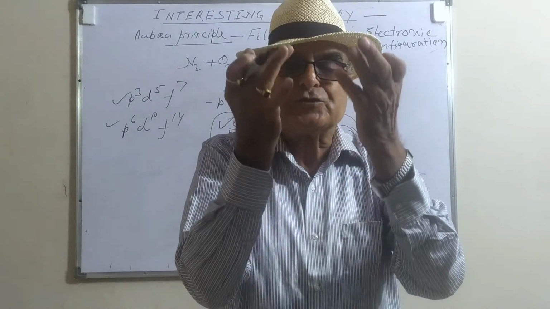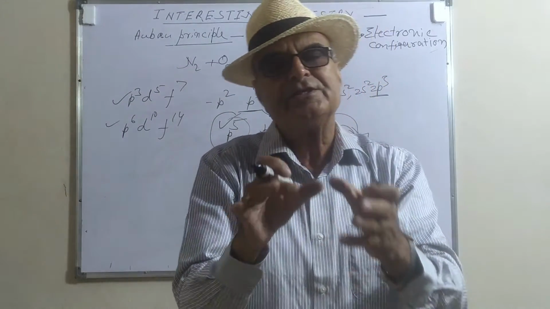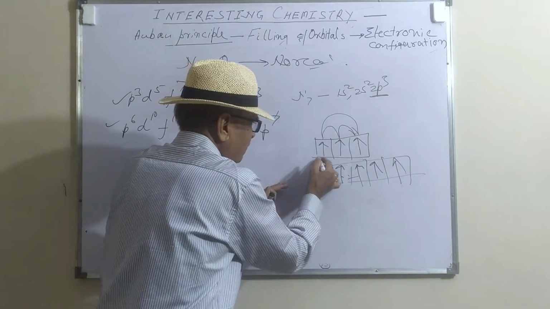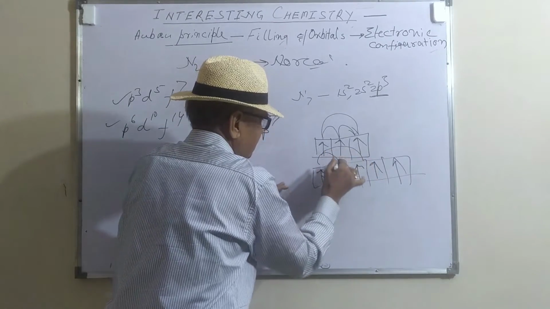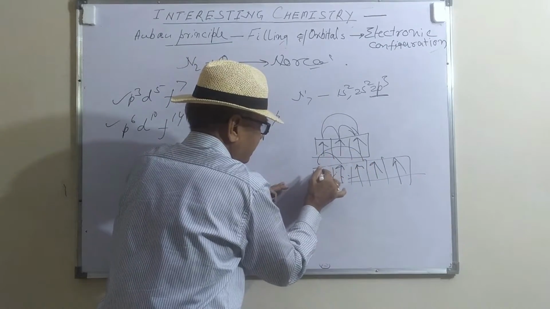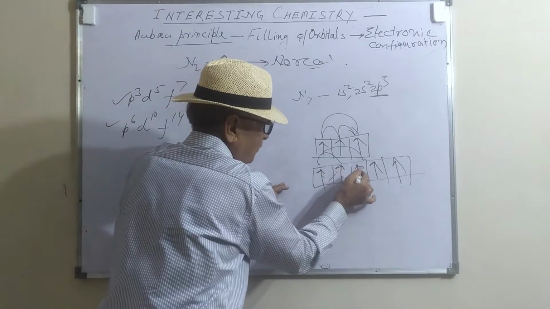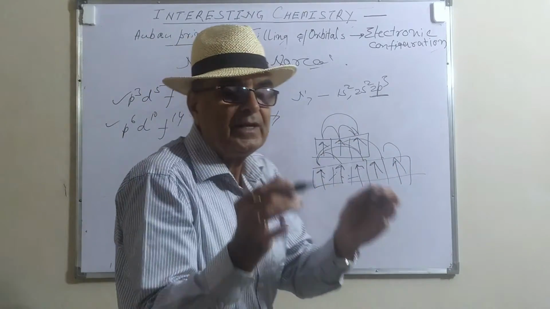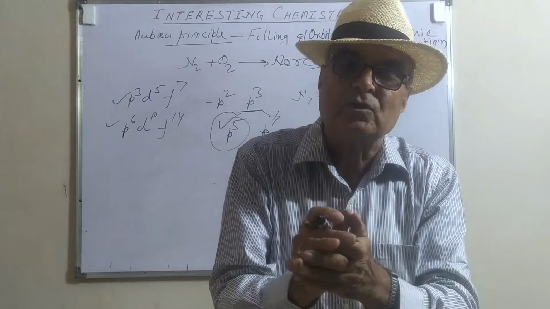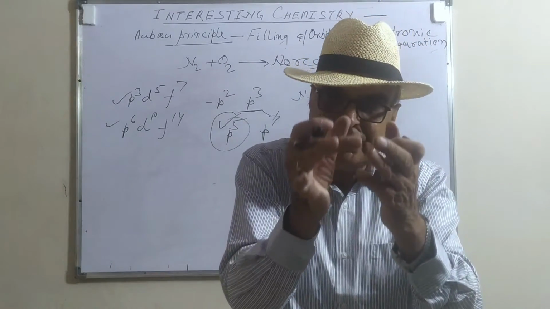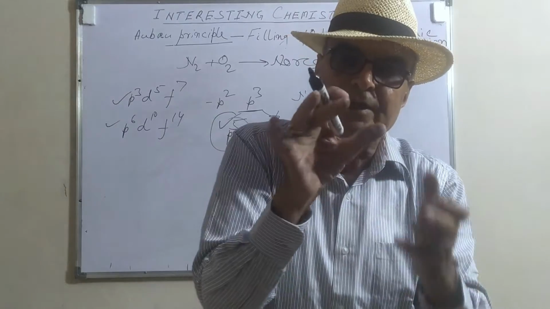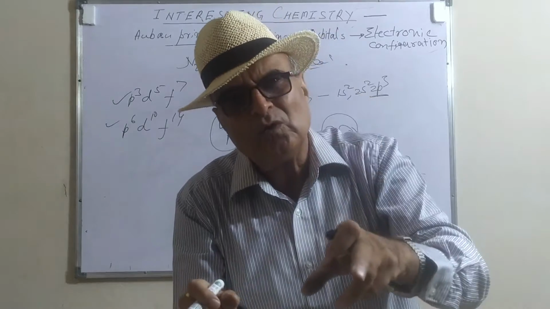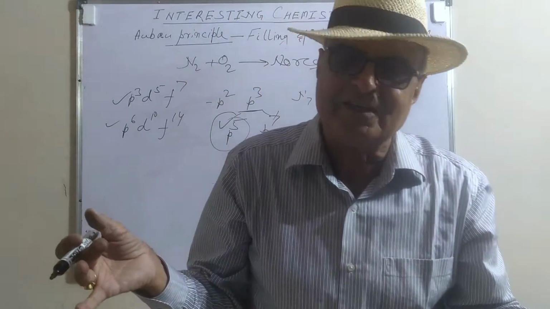The more energy is evolved, the more the stability increases. So this electron has 4 possibilities to exchange: it can go here, here, or here. When there is an exchange of electrons, exchange energy is evolved. When energy is evolved, there is a decrease in energy, so the stability is increased.